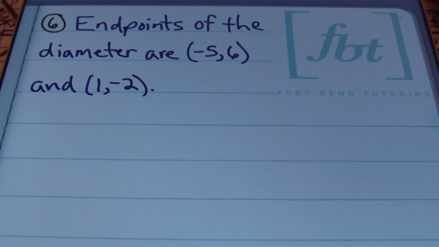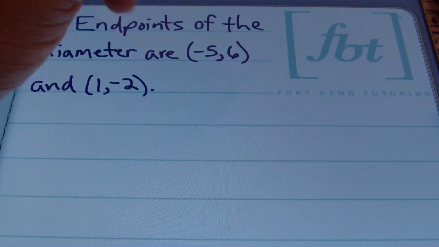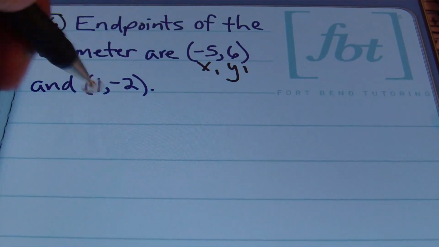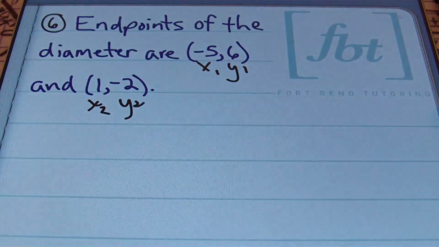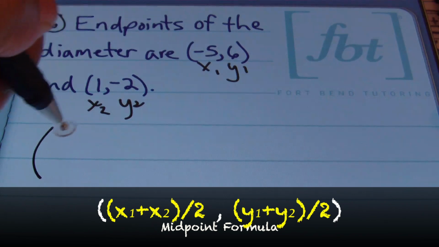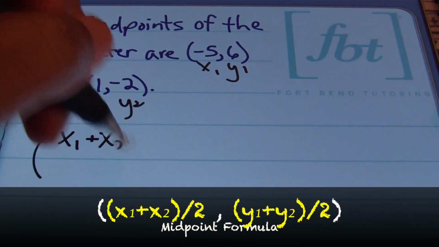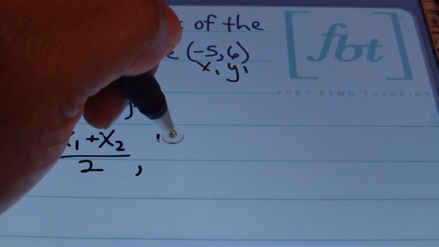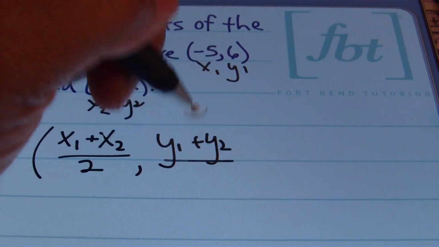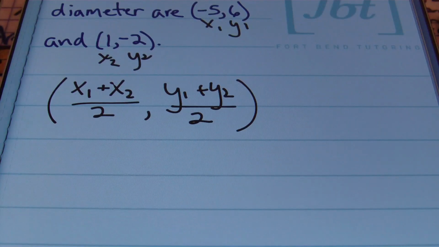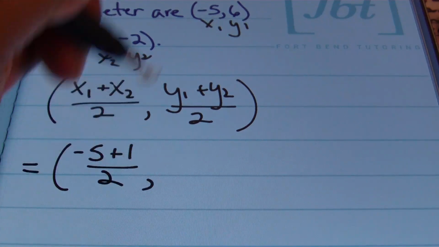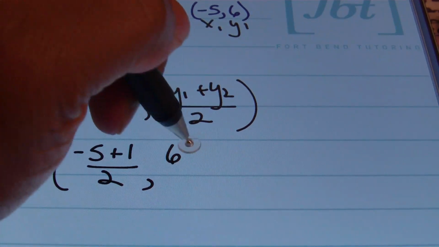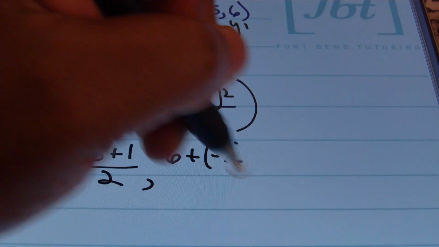We'll begin by labeling our points x1, y1, x2, y2, just like that. The formula for the midpoint is going to be the quantity (x1 + x2) divided by 2, comma, (y1 + y2) divided by 2. So plugging in our values, you'll end up with the following. You'll have (-5 + 1) divided by 2, comma, (6 + -2) divided by 2.